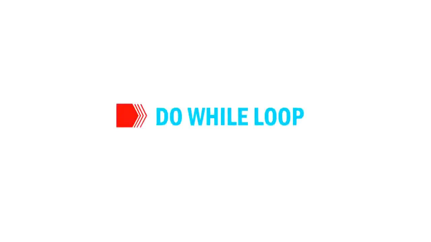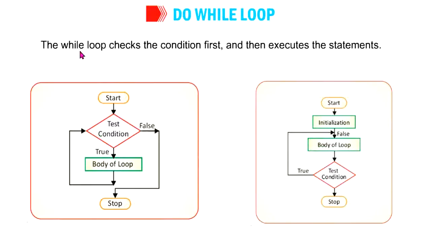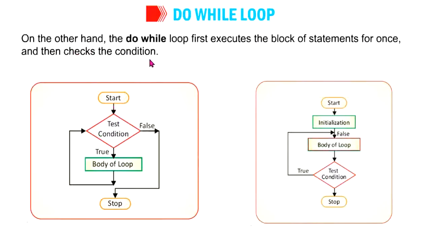Next one is the do while loop. Just like the while loop, the do while loop also consists of a block of code and a condition. The while loop checks the condition first, see here, condition first, and then executes the statement. On the other hand, the do while loop, look here, the second one, first executes the block of statements once and then checks the condition. So this is the difference between a while loop and a do while loop.